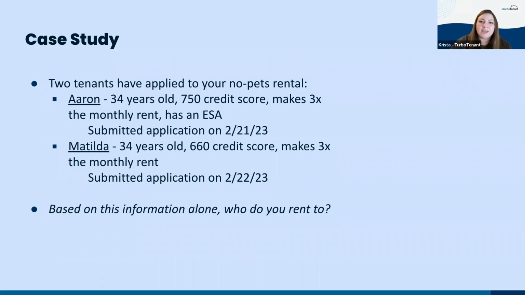Let us know in the chat, who would you rent to? It's going to be Aaron. Is it going to be Matilda? Looks like we have some Aarons in the chat. Lots of Aarons. Seth, I like that you specifically called out getting evidence of the ESA from a doctor. That's true. Okay. It's an Aaron party. Come get it. Aaron party. There's one Matilda.